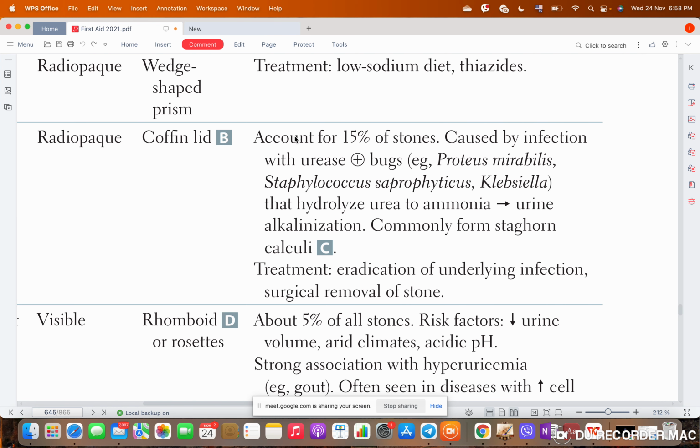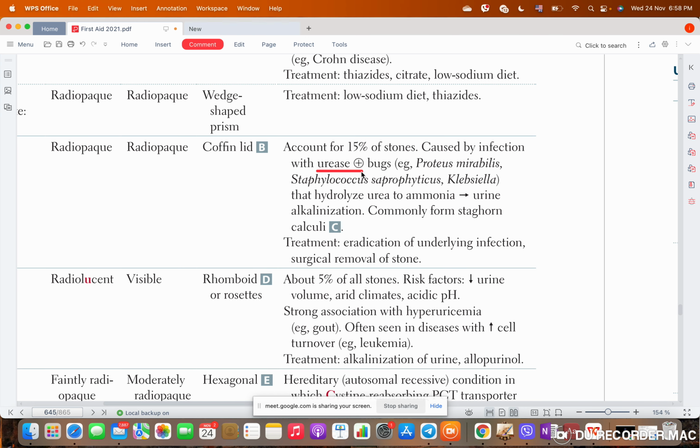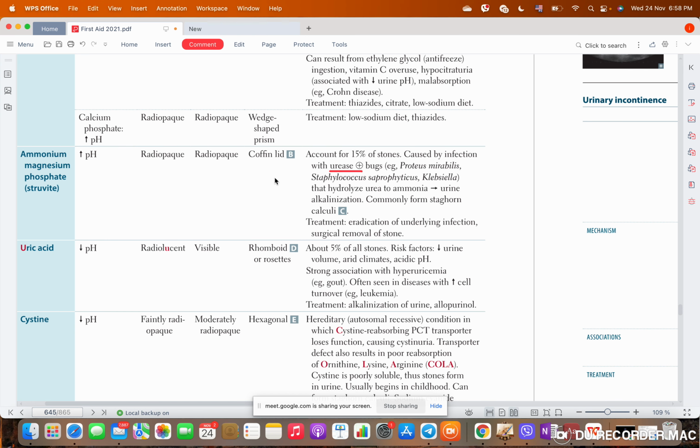It accounts for 15% of stones. It's caused by an infection with any organism that is urease positive. Why urease positive? All organisms that are urease positive convert urea into ammonia, yes? And what we said the name of the stone was, the MAP, yeah? Magnesium ammonium. So you see, you must have urease to make ammonia. And is ammonia alkaline or acidic? Someone write me.